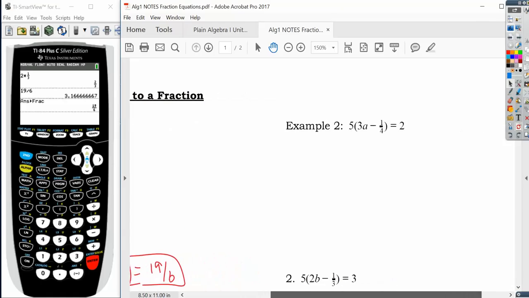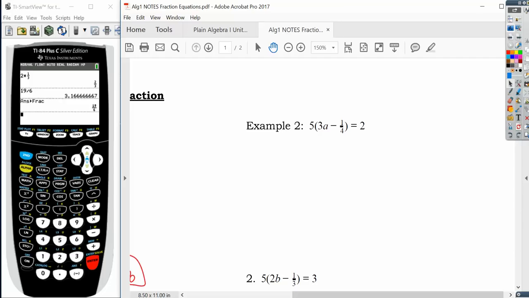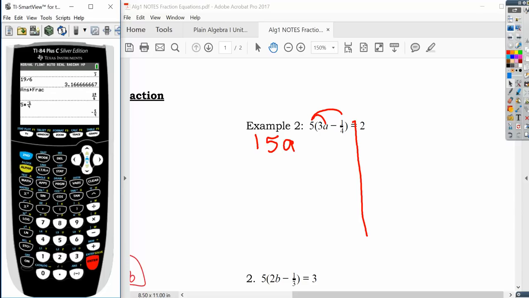So now I'm going to look at example 2. I'm going to do the same thing. So first step is I have to distribute. Now I know I have parentheses. So 5 times 3a is 15a. And then 5 times negative 1/4. So I can do 5 times negative 1 over 4 and hit enter. I get negative 5/4. So that's going to be minus 5 over 4 equals 2. Or I could have done outside number times the top. So 5 times 1 is 5 over 4.